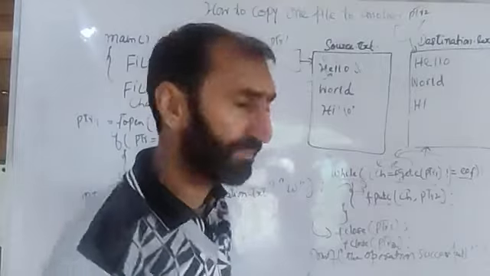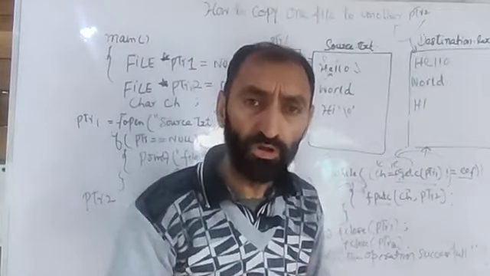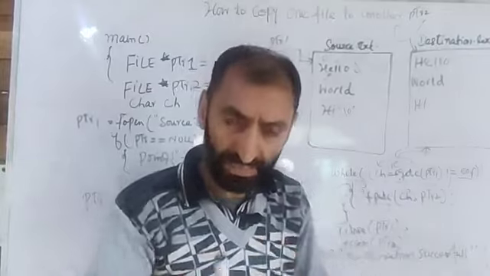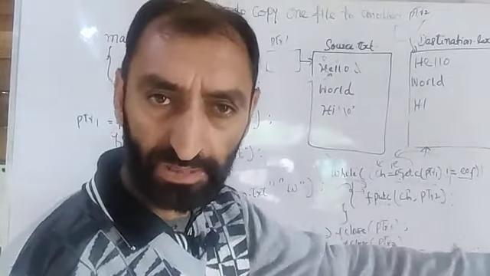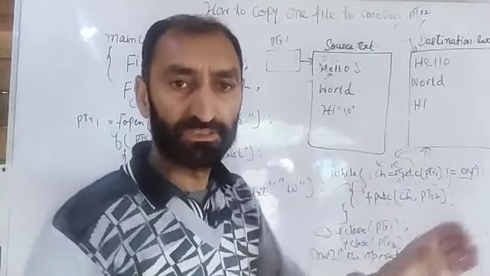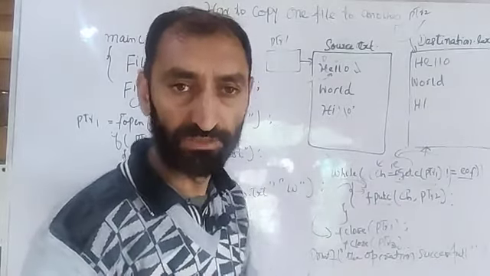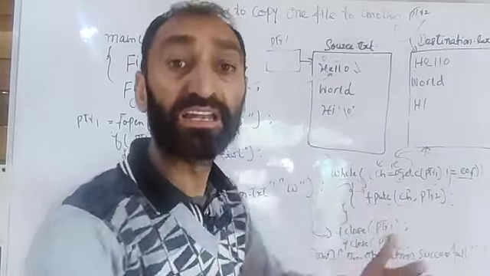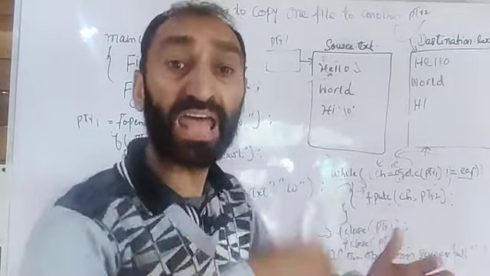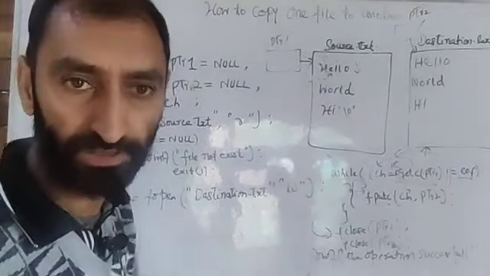So in order to perform any operations on files, we must know the various file functions. For example, fputc, fprintf, fgetc, fgets, or scanf. These are the functions which are used for reading and writing purposes. And also we must be familiar with the various modes of the file, the various file opening modes. Now I hope you have understood how to copy the contents of one file into another file.